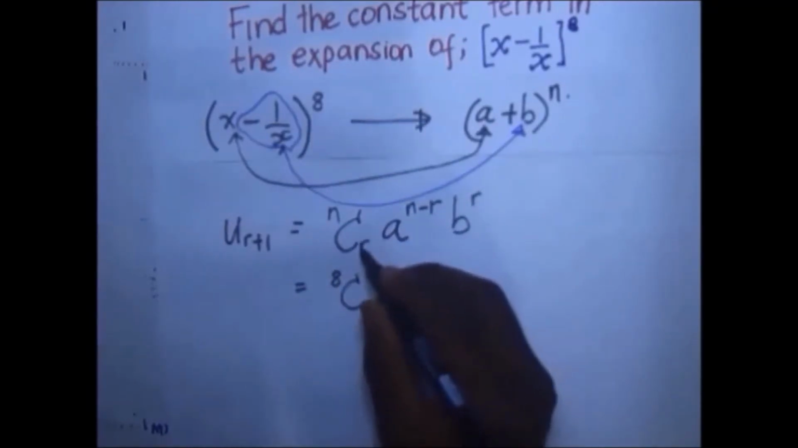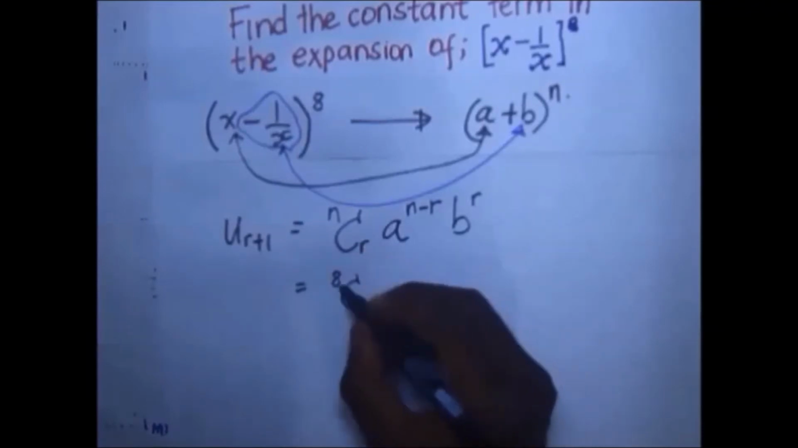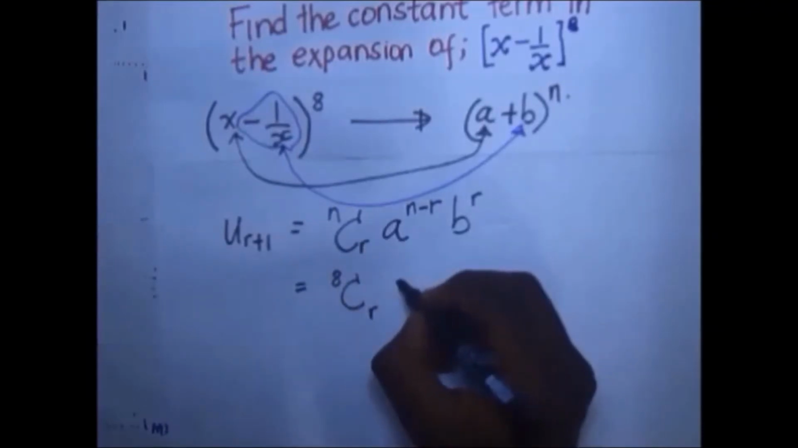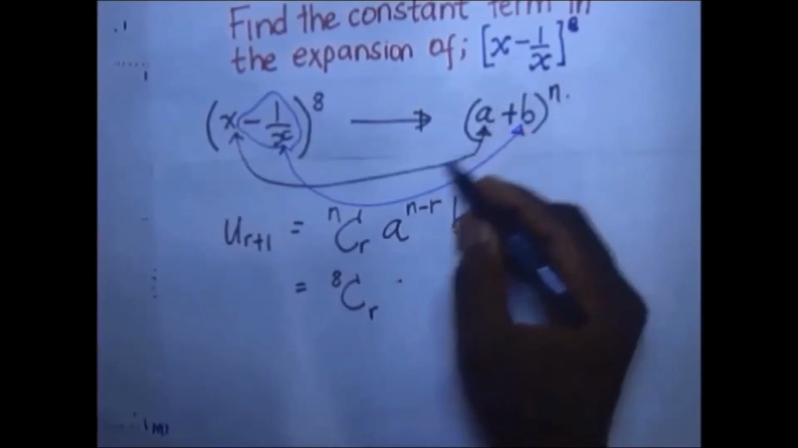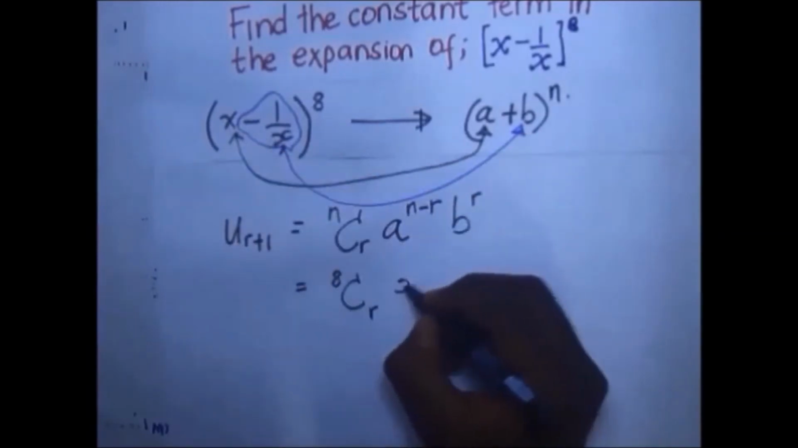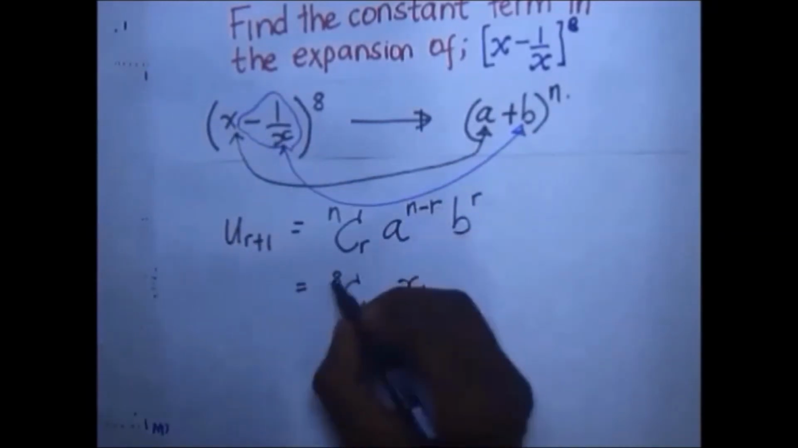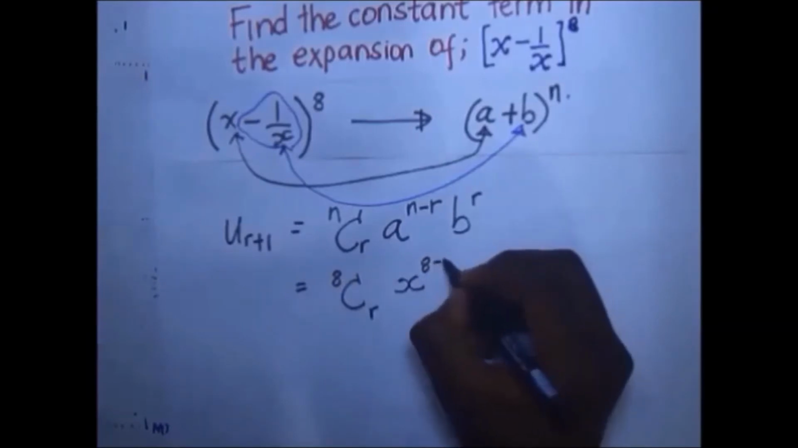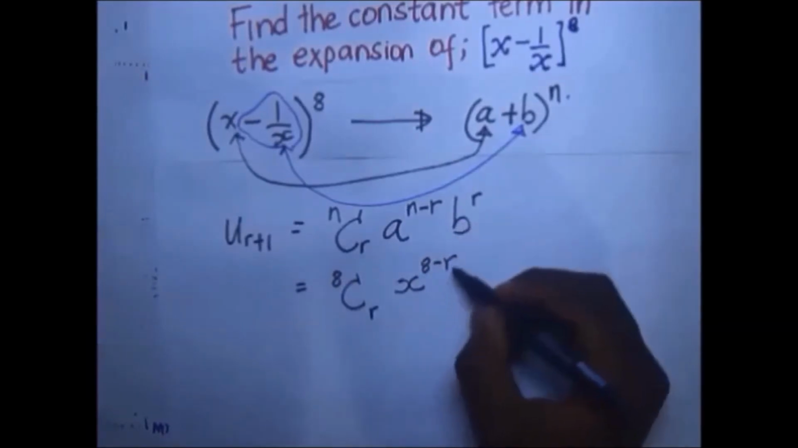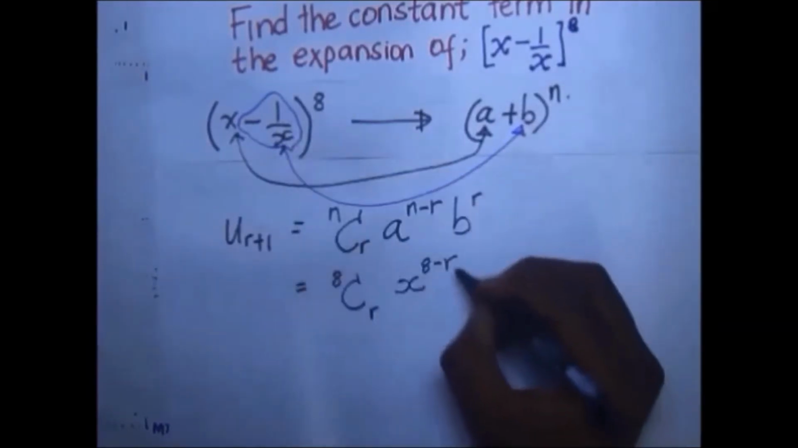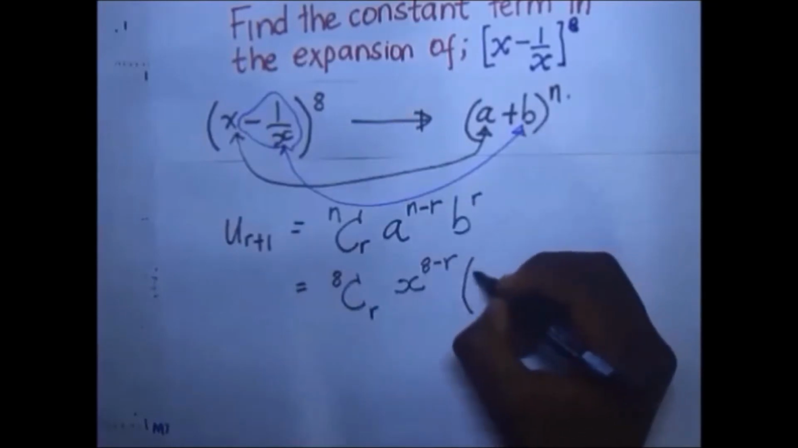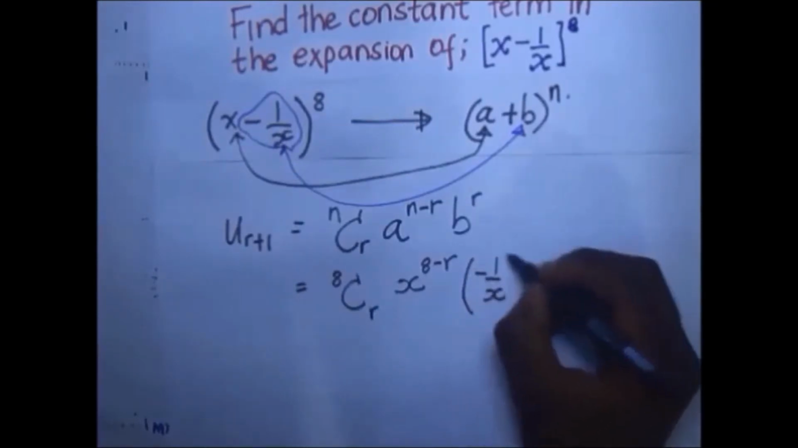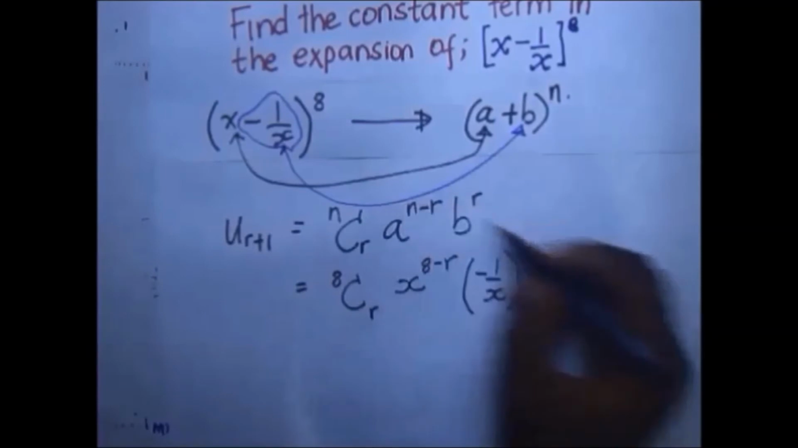We're supposed to first get the rth term. 8 combination r times a. What is a? A is x, so it's going to be x to the power 8 minus r, times b. What is our value of b? 1 over x, negative 1 over x to the power 8. So our value of b is negative 1 over x to the power r.